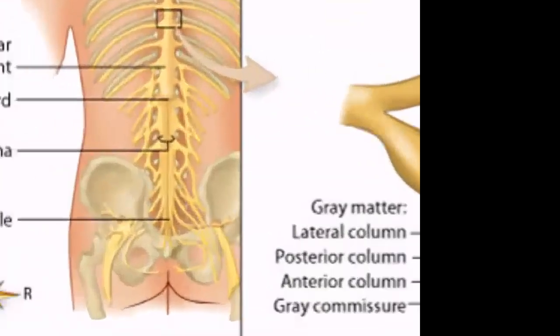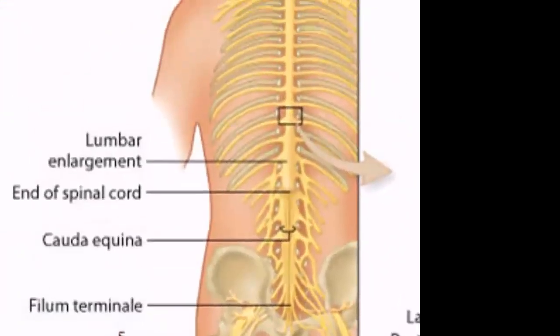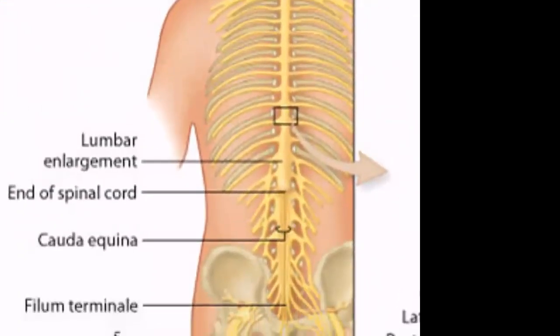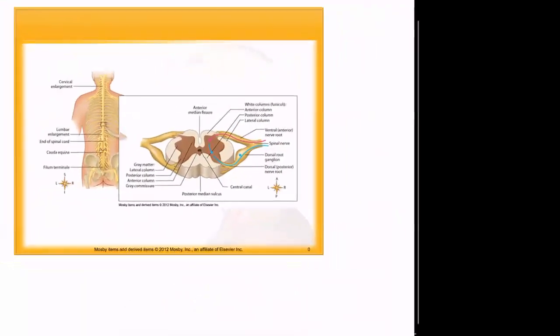And you can see the cauda equina. Remember I said the spinal cord comes down as this long cord, and then right around L1, it branches off, looks like a horse's tail. And that's actually what cauda equina means.